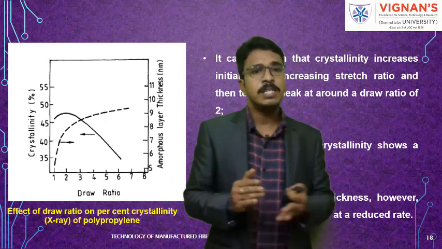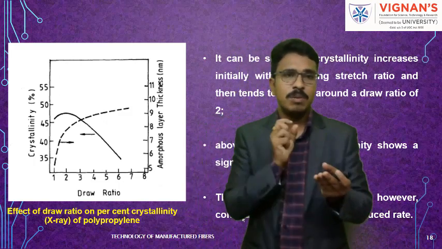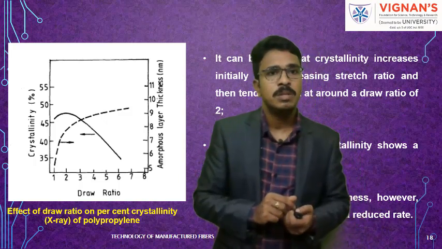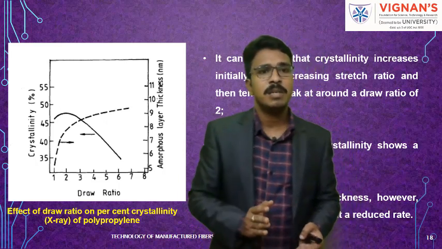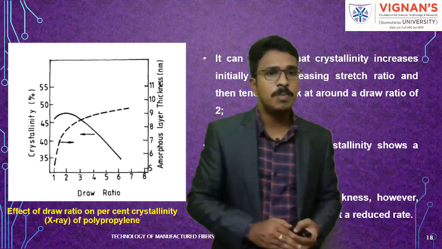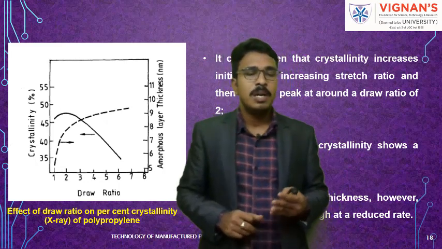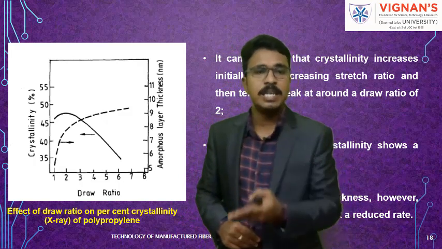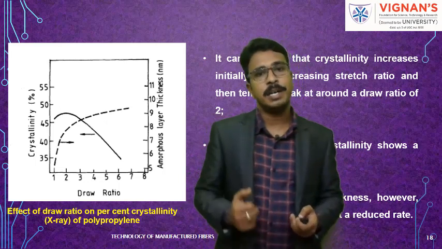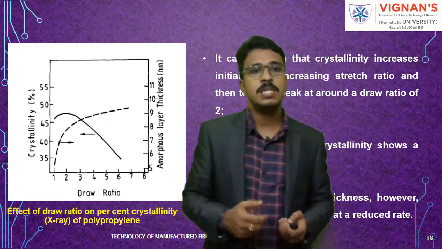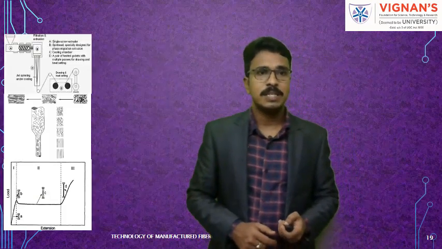So if you are increasing the draw ratio, the crystalline percentage will increase up to draw ratio 2. This is one of the research studies done on polypropylene yarn. After draw ratio 2, if you increase it, what is happening? The crystallinity is reducing and at the same time the amorphous layer thickness is increasing at a reduced rate. Understand? So this is the effect of draw ratio on percent crystallinity and amorphous layer thickness.